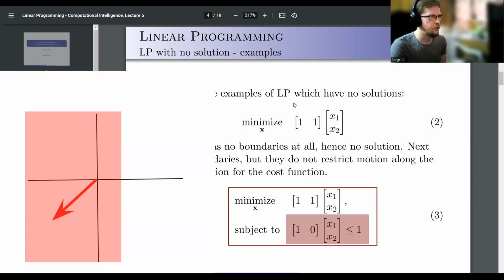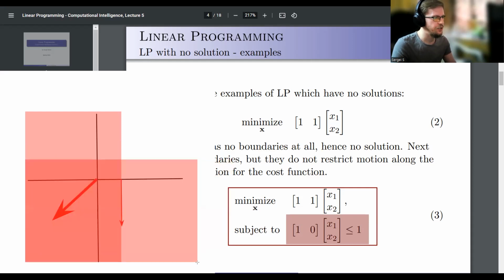Actually, our direction would just go this way. So we can always have a smaller and smaller cost function by going this way. What we would have to do to prevent this decrease is, for example, have x1 bigger than 1, x2 bigger than 1. That would be this intersection. And then you can instantly say that the solution would be this part here. In fact, it is the only vertex in this domain, and it would be the solution.